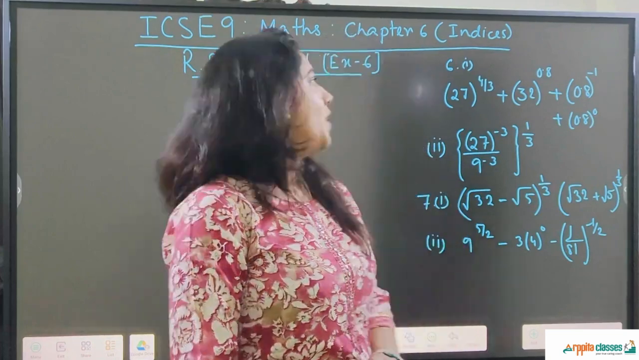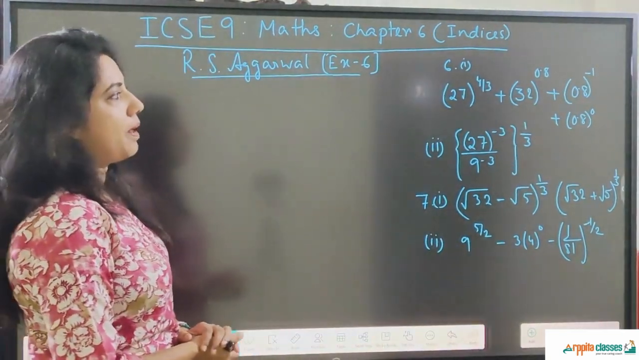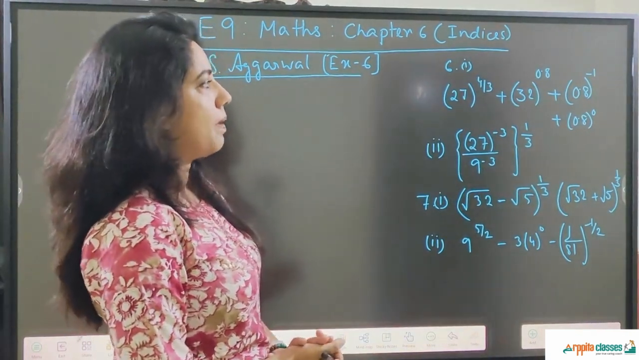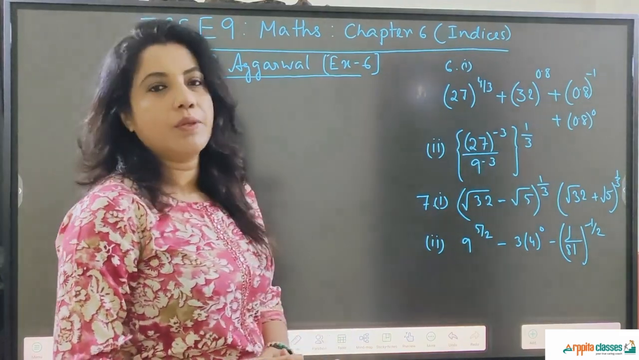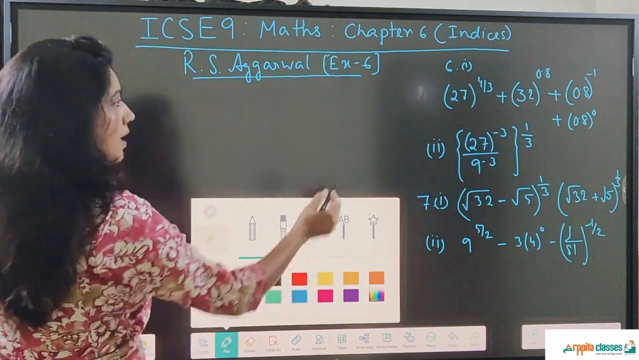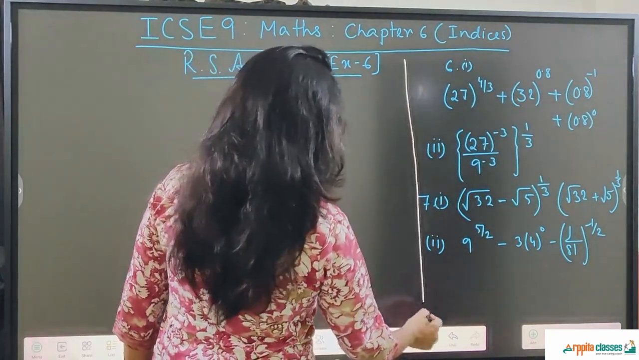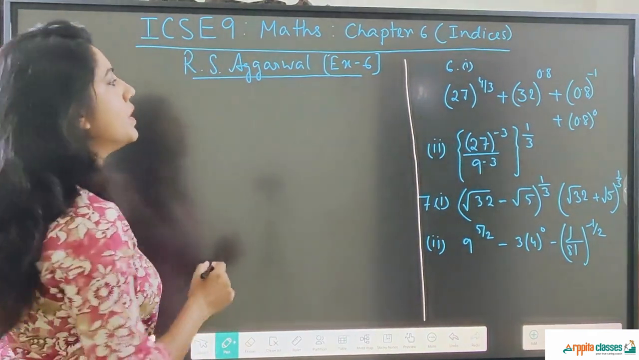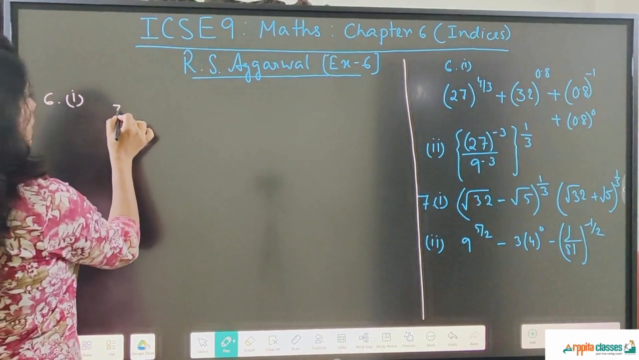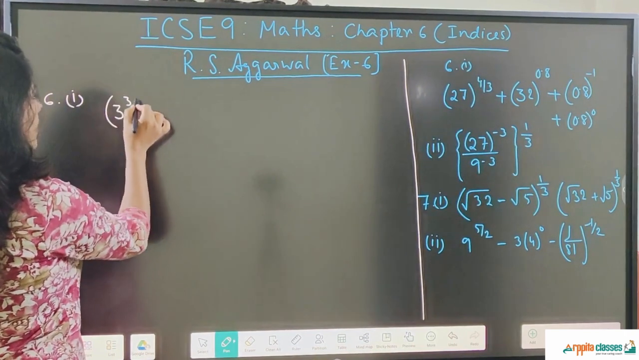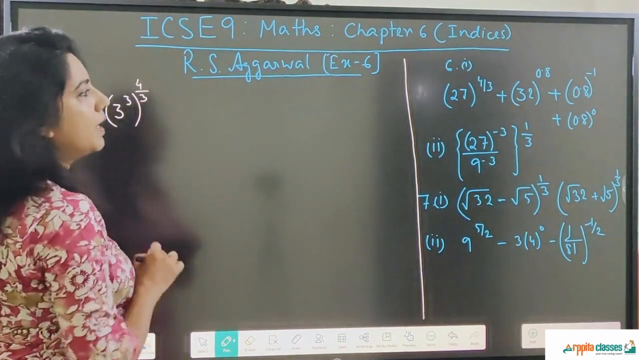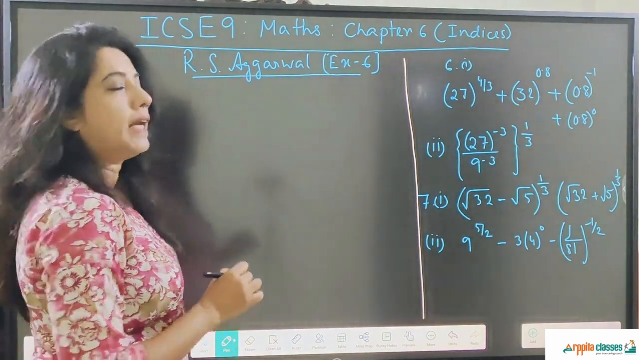Let's get started. Question number 6: 27 to the power 4 by 3 plus 32 to the power 0.8 plus 0.8 to the power minus 1 plus 0.8 to the power 0. So, let us start with this. 27 can be written as 3 to the power 3. So, I am doing the 6th, the first question. 3 to the power 3, that's for 27, that whole to the power 4 by 3 is there. Plus 32 to the power 0.8.